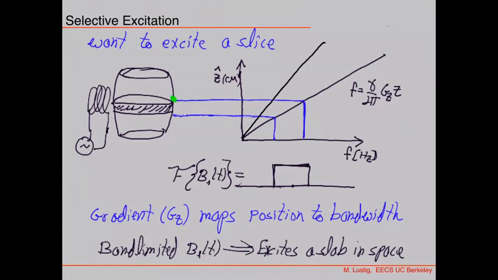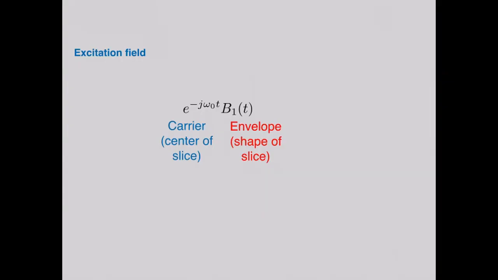Okay, so here's the excitation field. I have a carrier frequency that is the center of the slice, e to the minus j omega 0 t, or e to the minus i omega 0 t. That is the center frequency. And this is the envelope shape of the slice, which will be a sinc. So here is the B1 field, which is a sinc multiplied by this modulation.